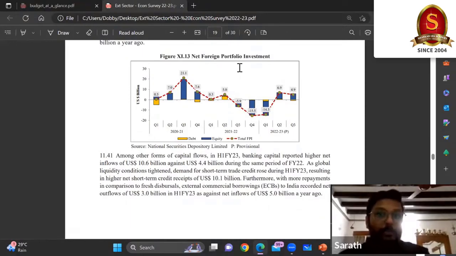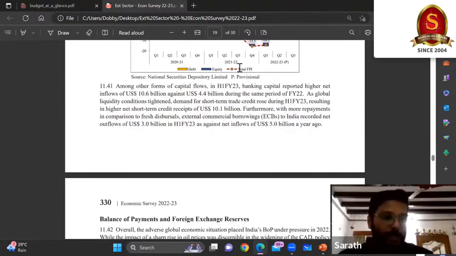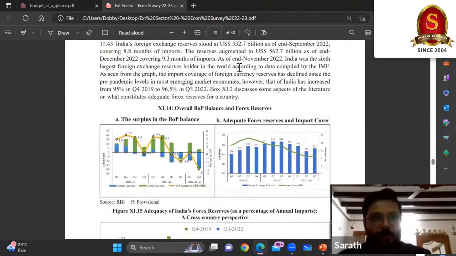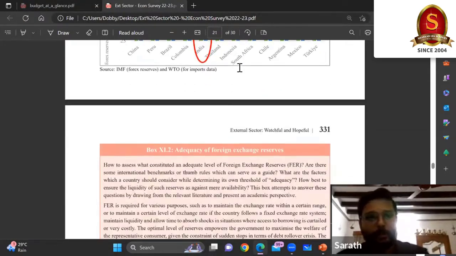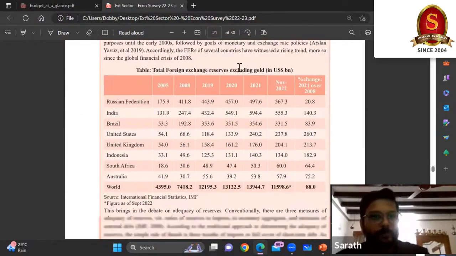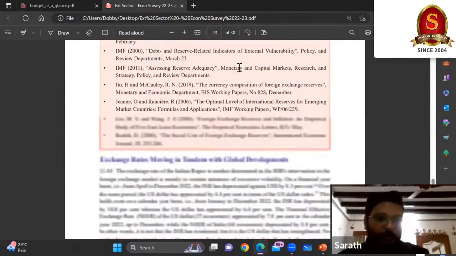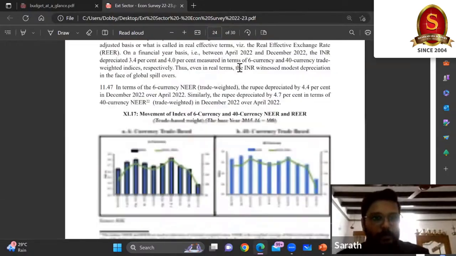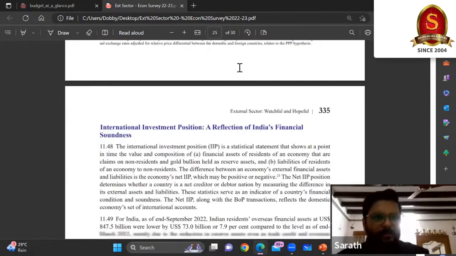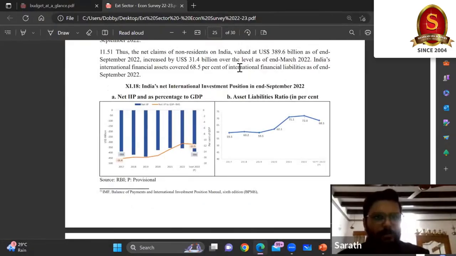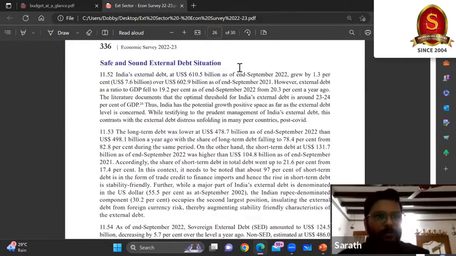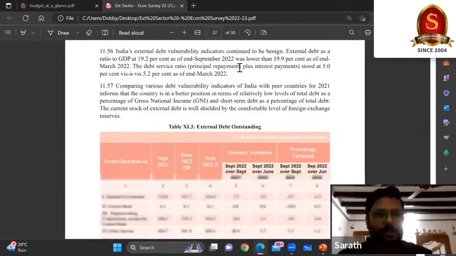Net FPI, it is showing a negative trend during certain parts, but all of these are quarterly. Just make a note of this. All these are also important. I just happen to have picked up, this is forex reserves, about debt. That's all. So did I cross debt? I think I might have crossed debt. No, external debt is here.